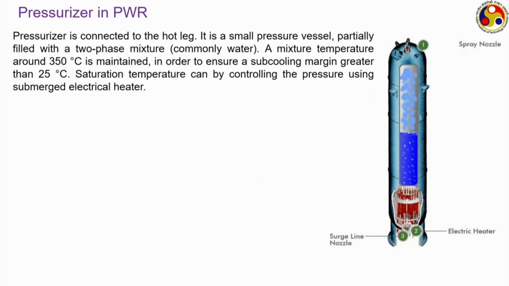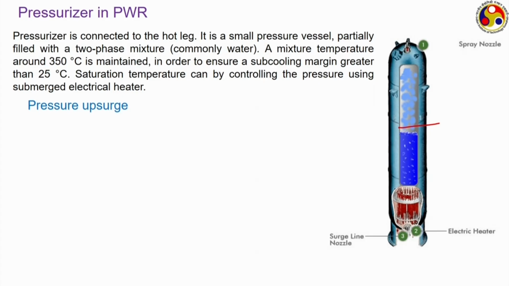Because of this two phase nature of the fluid which is bound in this pressurizer, it is able to control the pressure inside, and also it can absorb any kind of pressure upsurge or downsurge which may appear during any operation. Now, when there is a pressure upsurge, that is, a very small increase in the pressure inside the actual pressure vessel, that will cause a rise in the water level inside this pressurizer.